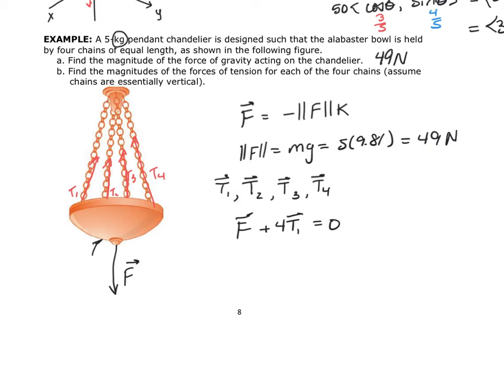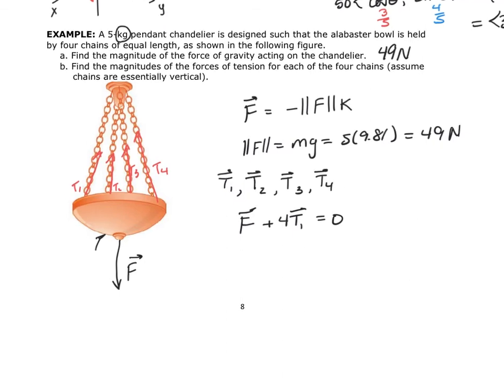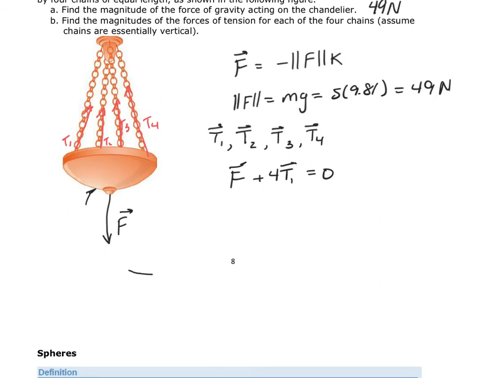Now let's take a look at one of the tensions. Because they're all the same, we're just going to work with T1. Now, if I look at the bowl, here's the rim of the bowl, and it's connected somewhere up here in the chandelier space. And this is directly down, straight down. This is the tension here. This is T1. And it's in this direction because it's going in the opposite direction of my gravity.